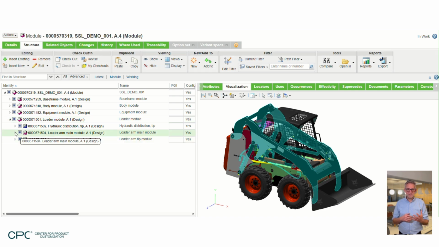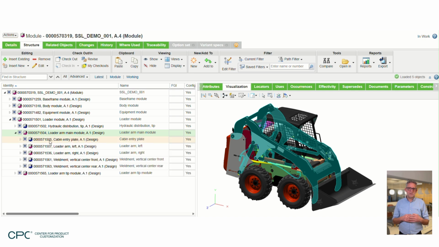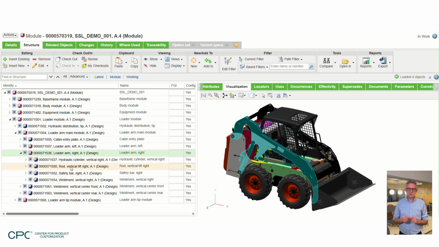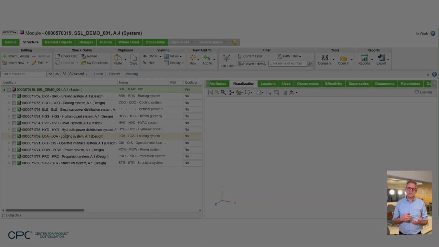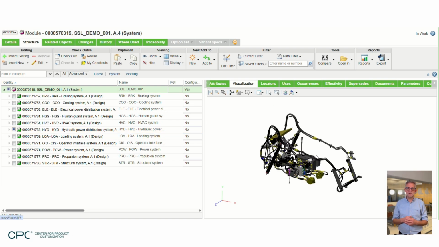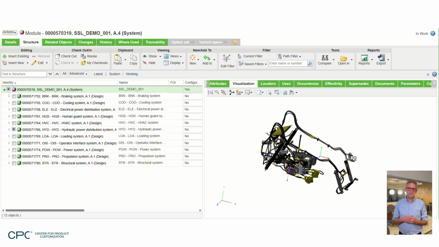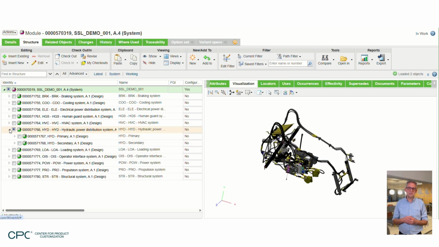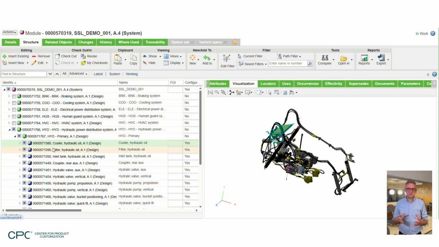The loader arm main has the loader arm left and right, as defined, together with some additional details. Zooming in on the loader arm right module, we come to the design unit level, where we, amongst others, find the hydraulic cylinder and the weldment. In PLM, we can also find the defined systems, such as the hydraulic system. Here is the full hydraulic system. We can look deeper into the system by analyzing all the design units, which has been allocated to the hydraulic system.